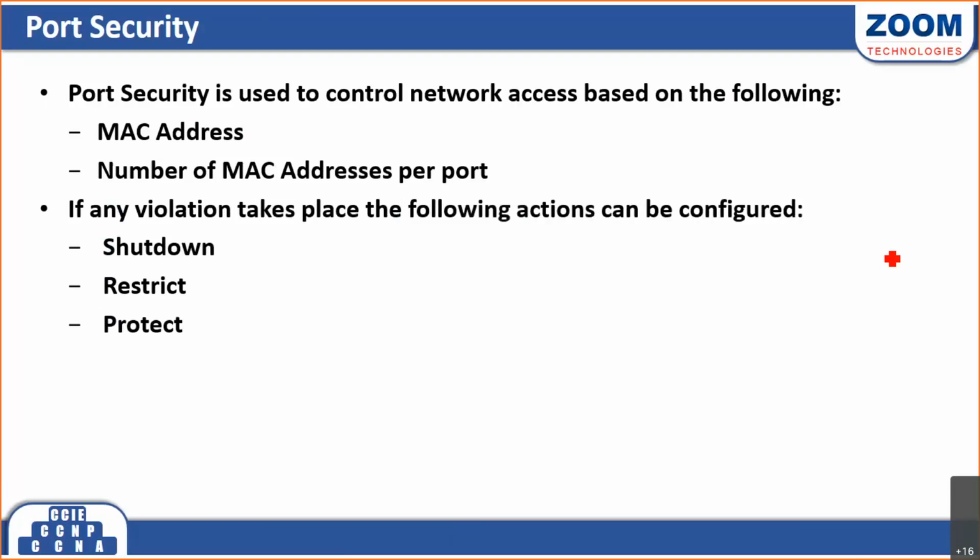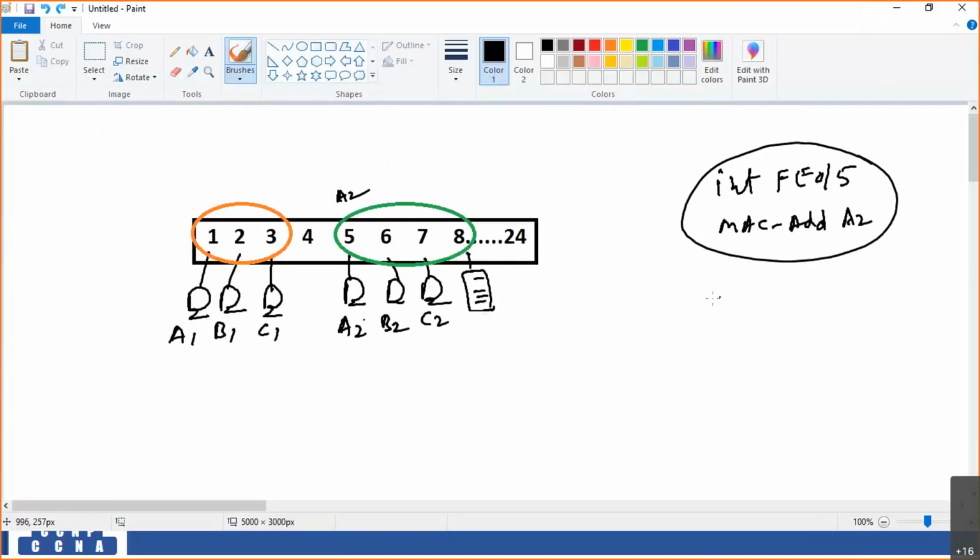But security actions can be done in three ways: shut down, restrict, protect. Three possible devices there. I'll tell you how it works. Let's consider port number 5 is under protect.